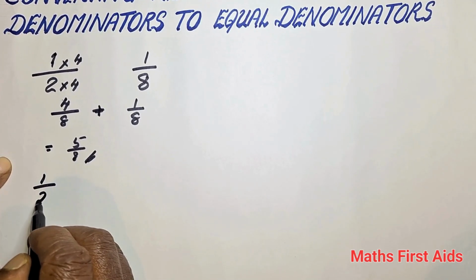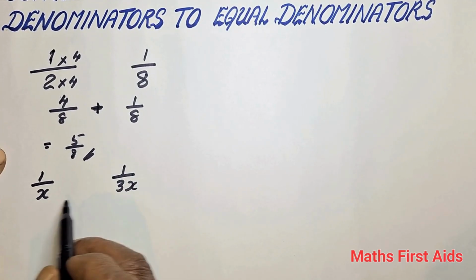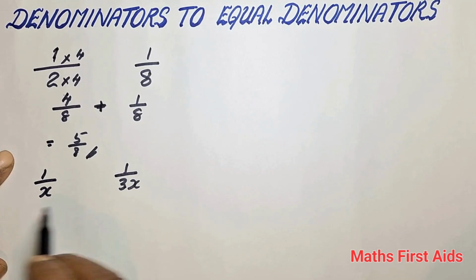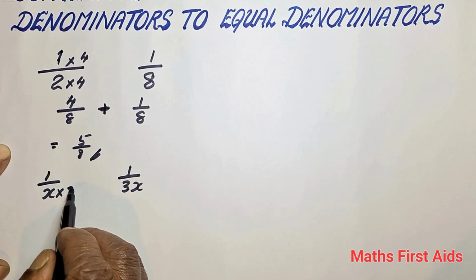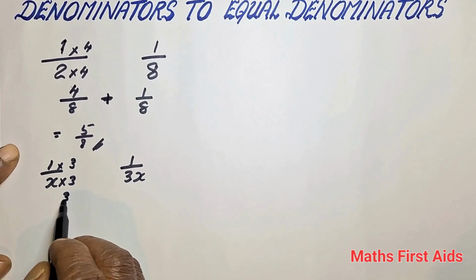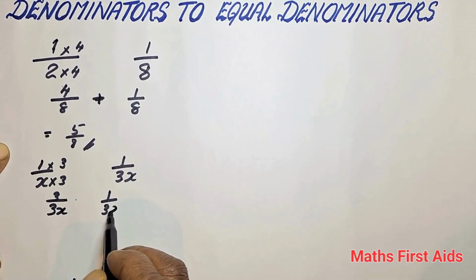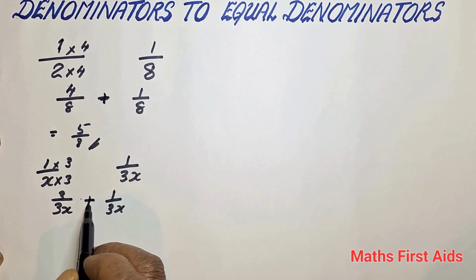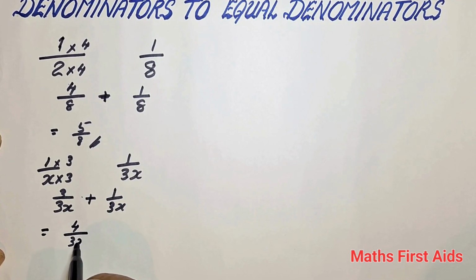So 1 over x and 1 over 3x. Now these two denominators are also related because this one is 3 times x. So therefore to make these two denominators equal, you have to multiply this one by 3. So up also you have to multiply by 3. Now this becomes 3 over 3x and 1 over 3x. If you are asked to simplify these two or add these two fractions, then you can easily write 3 plus 1 is 4, 4 over 3x.